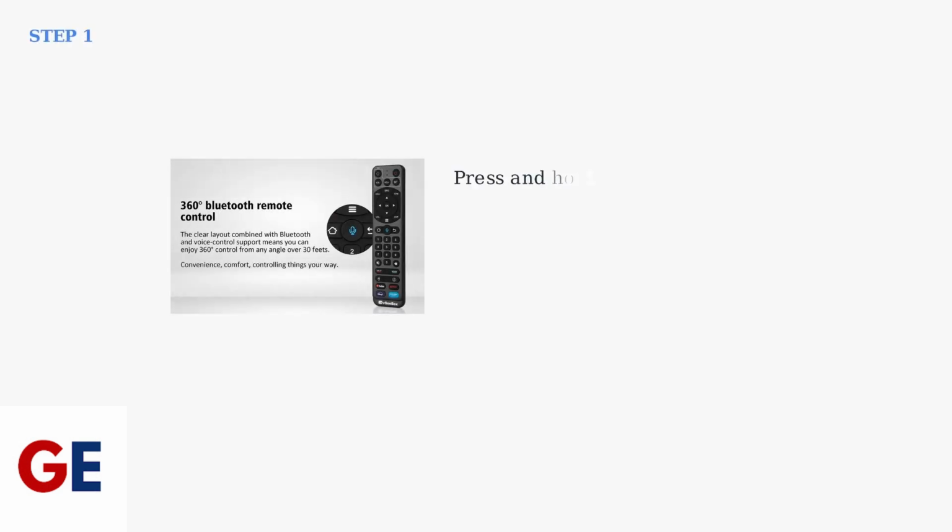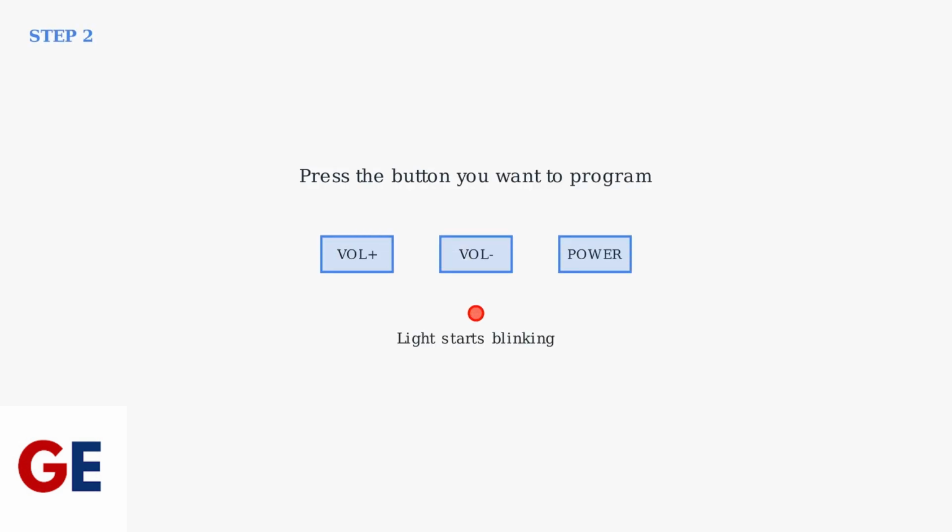First, press and hold the power button on your VSeeBox remote until the indicator light becomes solid. This puts the remote into programming mode. Next, press the button you want to program on the VSeeBox remote. For example, if you want to program the volume up button, press it now. The light will start blinking to indicate it's ready to learn.